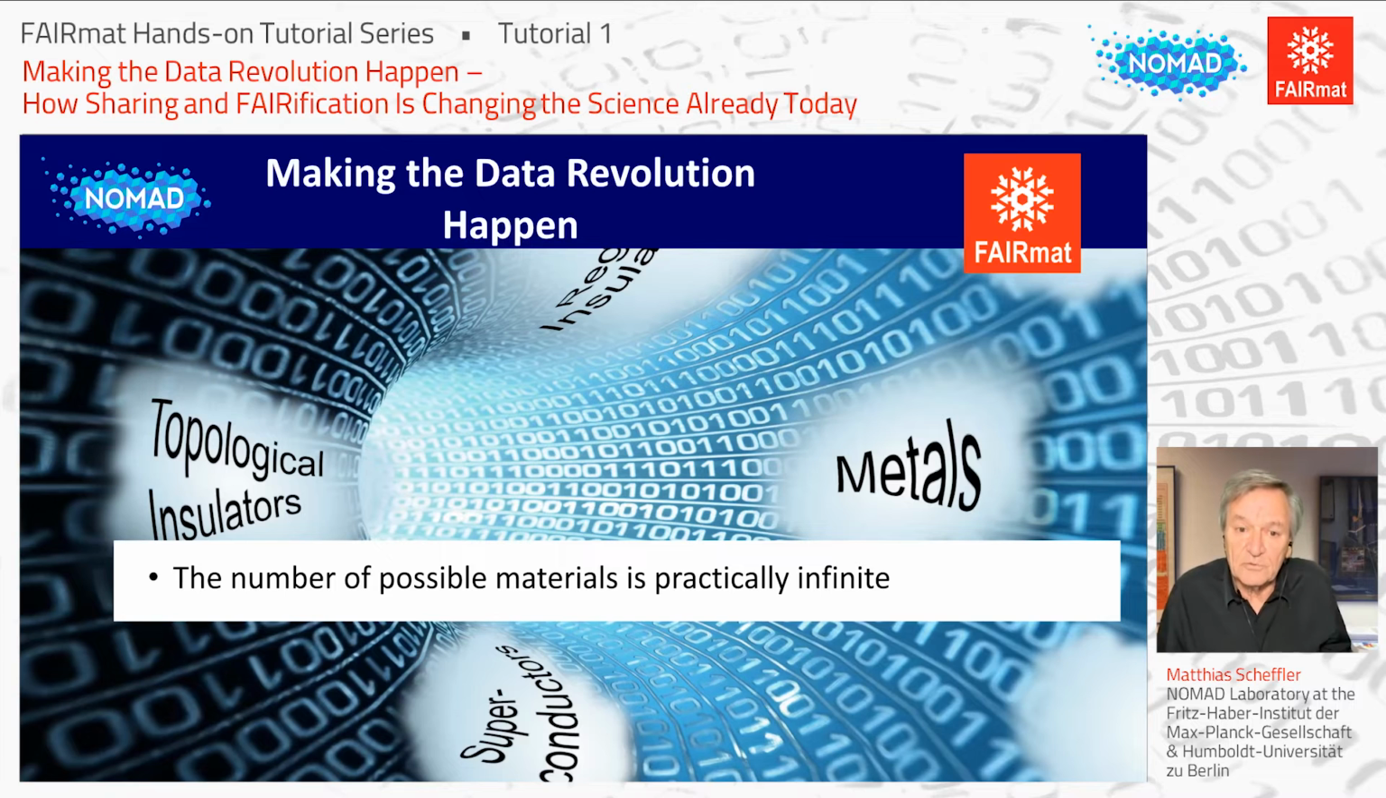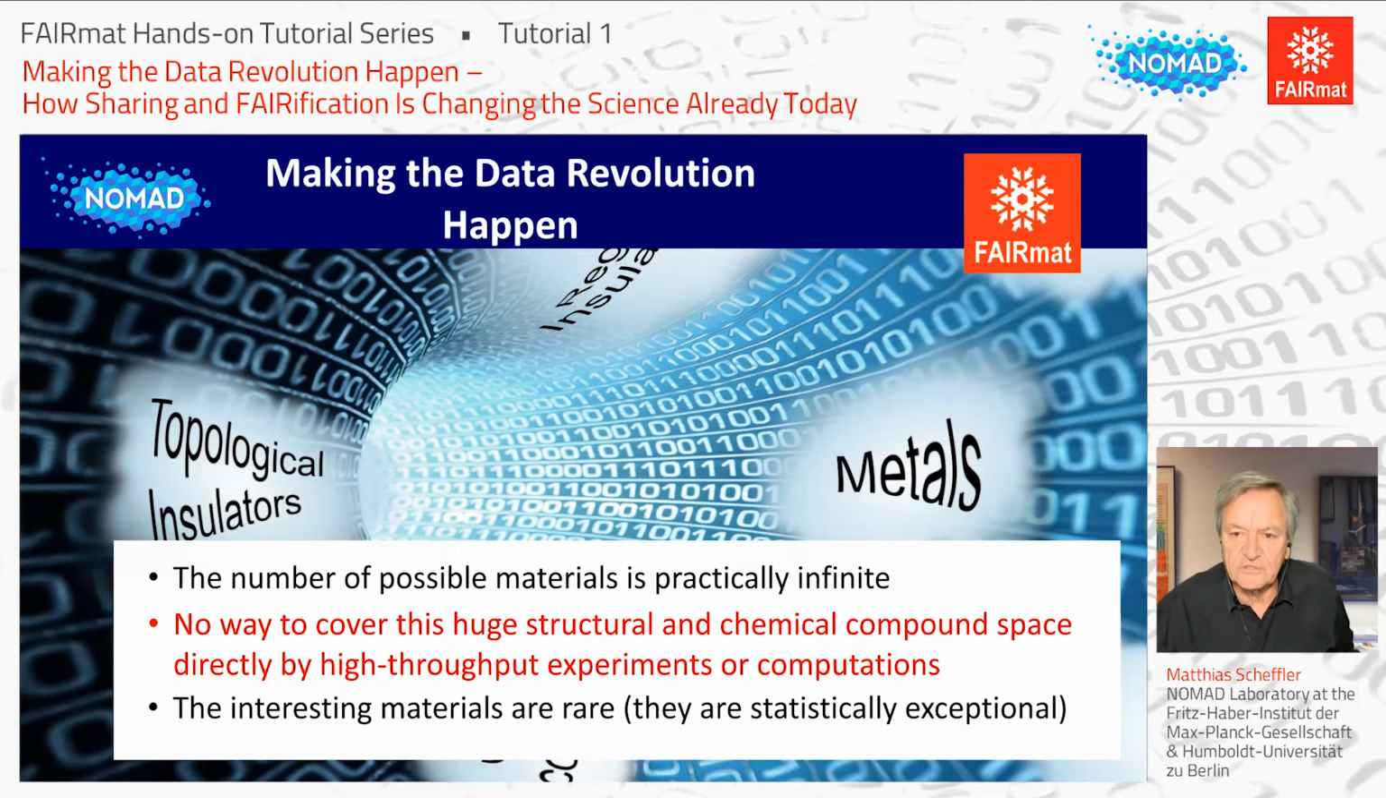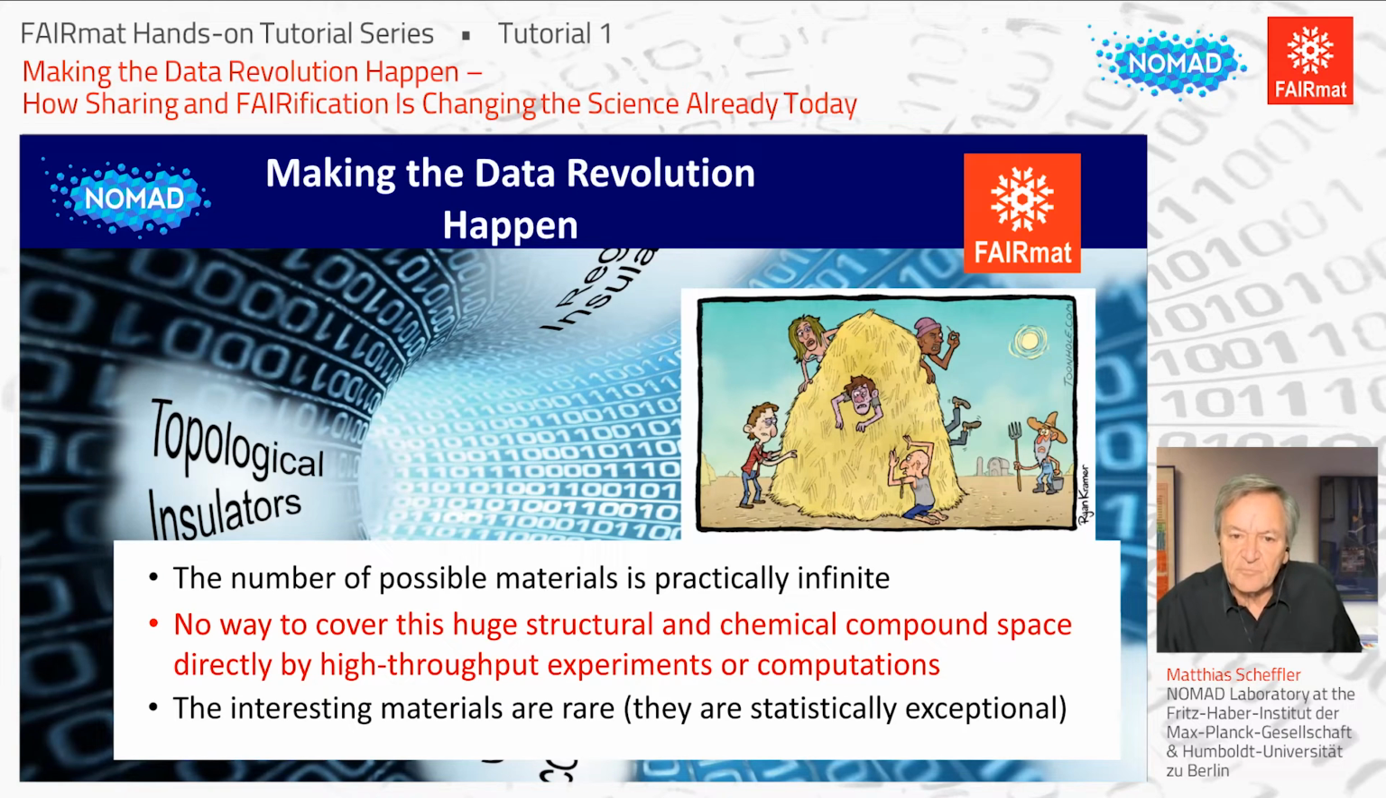Now we can get important, necessary information by high-throughput experiments and computations. But in view of the sheer size of the chemical and structural space of materials, this direct information will remain very insufficient. The daunting challenge for artificial intelligence for materials science is that in this practically infinite space, the interesting materials are very rare. The interesting materials, that is, materials with a high-performance function, are statistically exceptional.